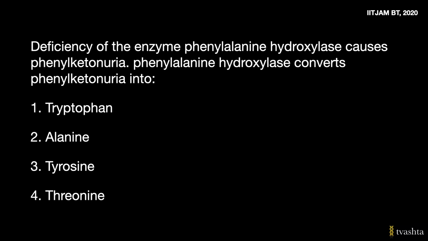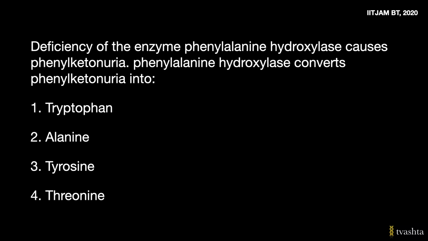Deficiency of the enzyme phenylalanine hydroxylase causes phenylketonuria. Phenylalanine hydroxylase converts phenylketonuria into option 1 tryptophan, option 2 alanine, option 3 tyrosine, and option 4 threonine. Here I encourage you to pause the video and answer this yourself.